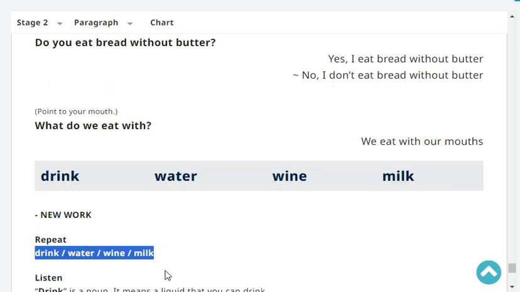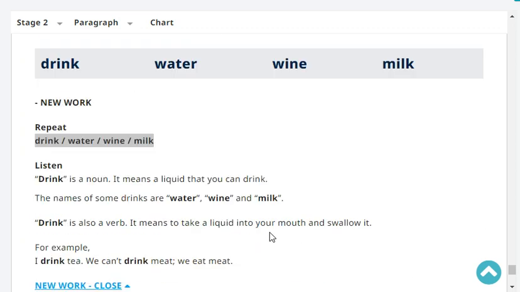Drink, water, wine, milk. Very good. Okay, listen. The word drink is a noun. It means a liquid that you can drink. So the word drink is also a verb, to drink, but we can call soda a drink or an alcohol a drink. The names of some drinks are water, wine, and milk.